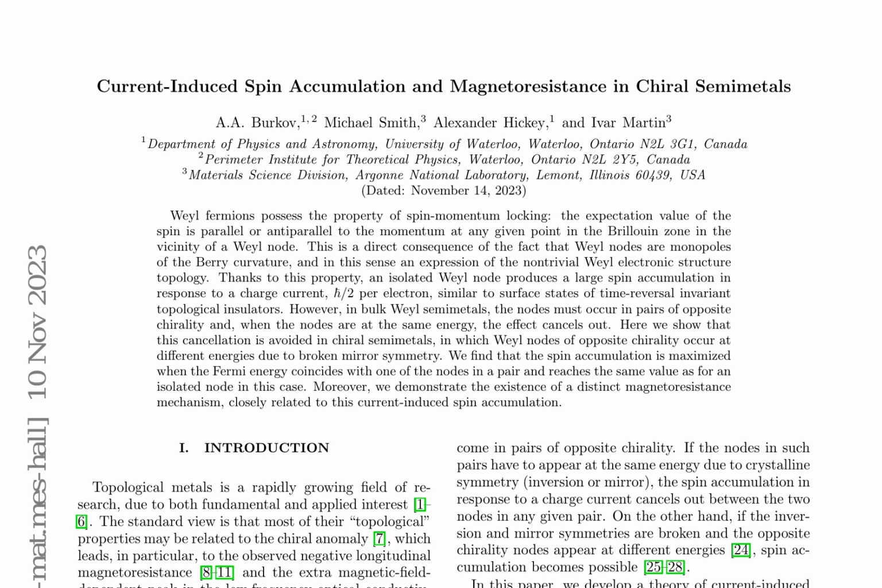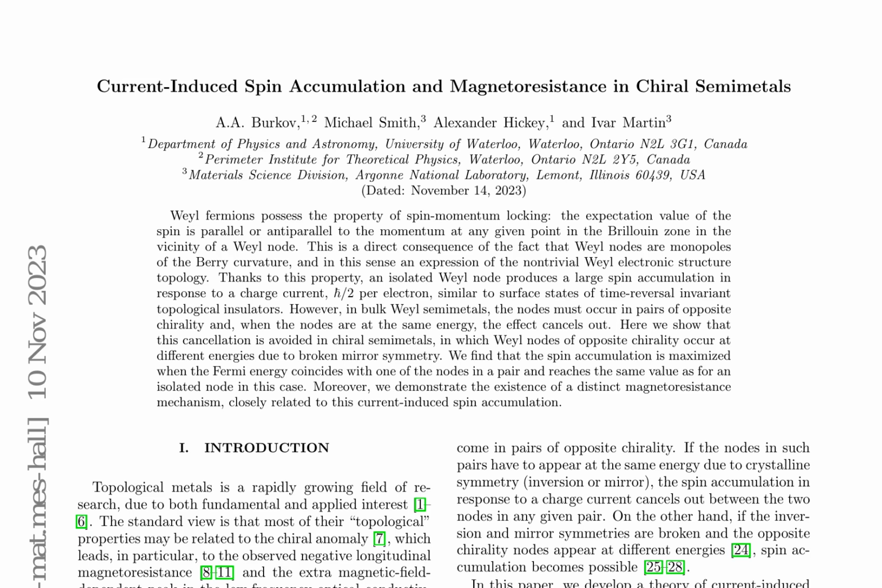In 3D Weyl semimetals, band-touching nodes always come in pairs of opposite chirality, but when these nodes have to appear at the same energy due to crystalline symmetry, the spin accumulation in response to a charge current cancels out between the two nodes in any given pair. However, when inversion and mirror symmetries are broken and the opposite chirality nodes appear at different energies, spin accumulation becomes possible.